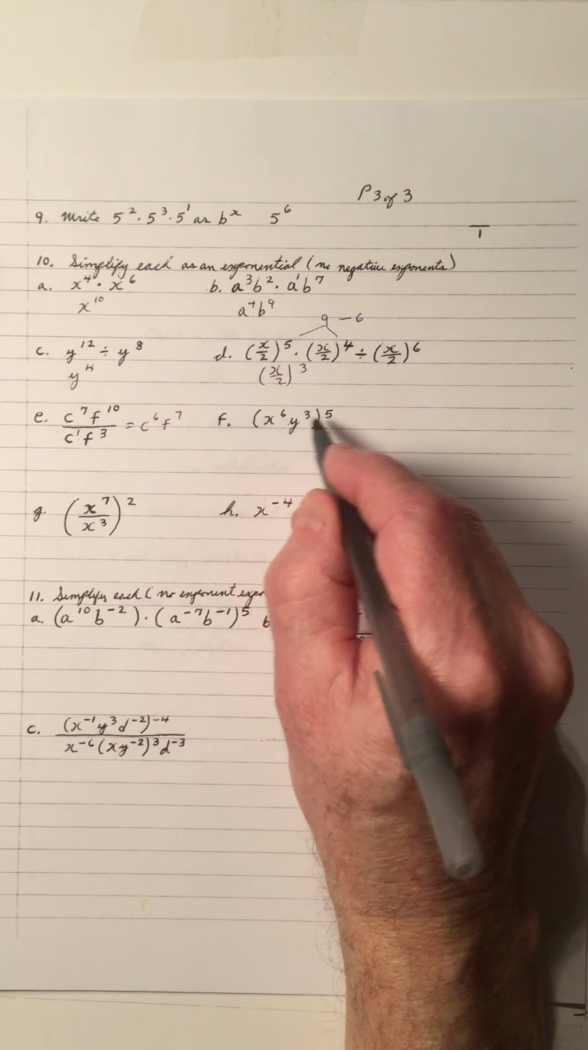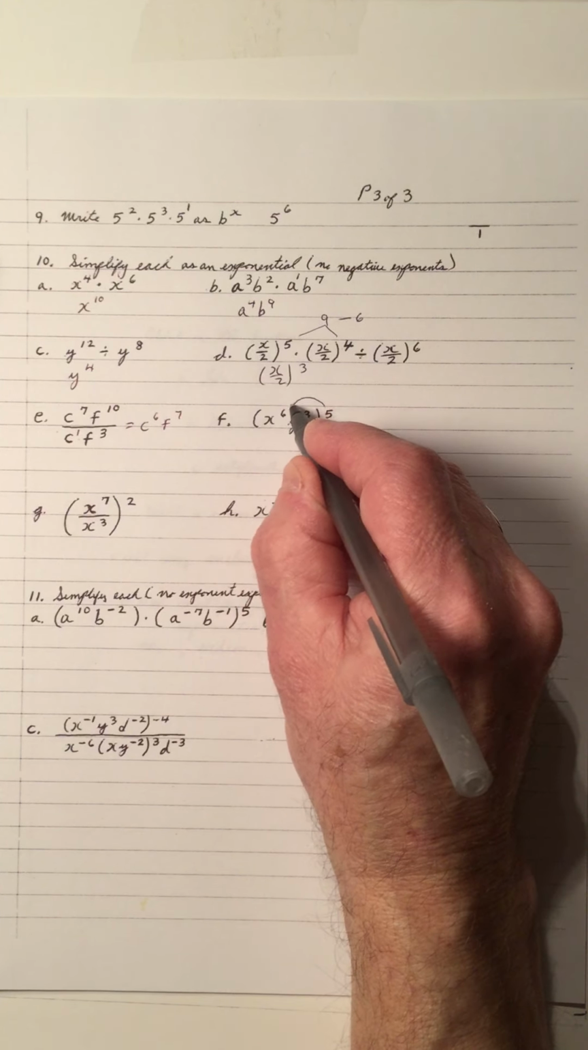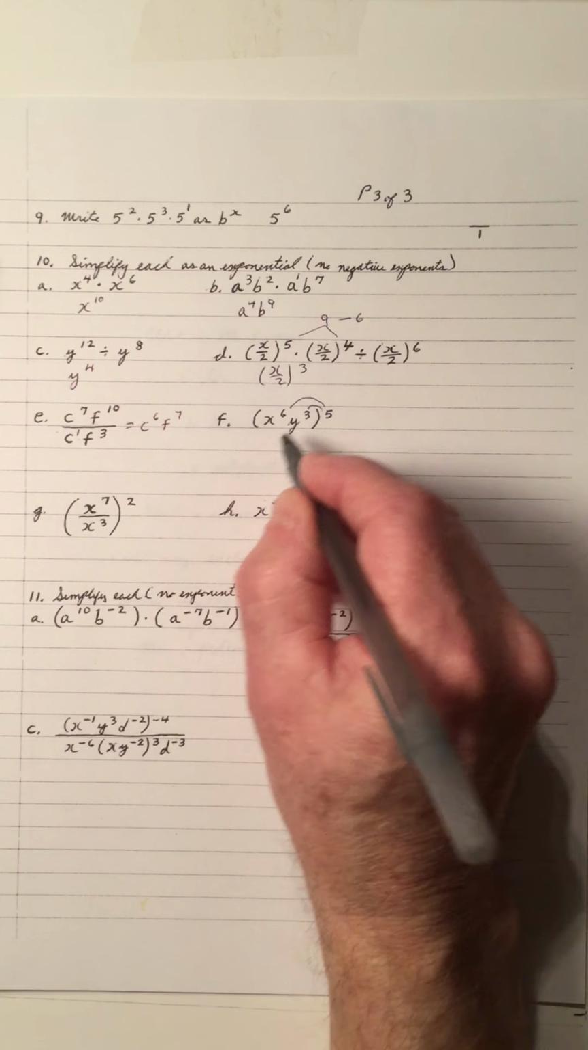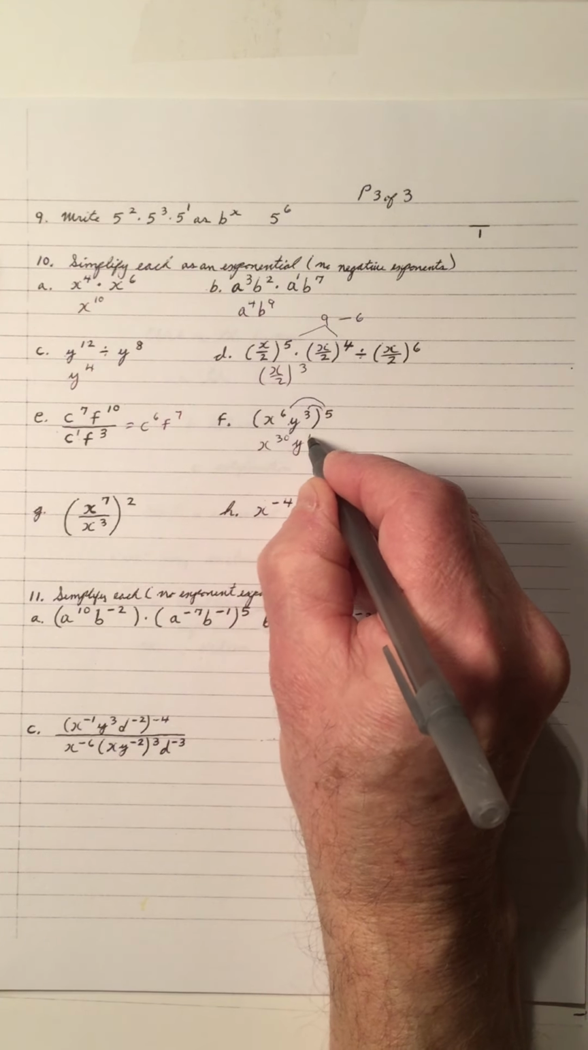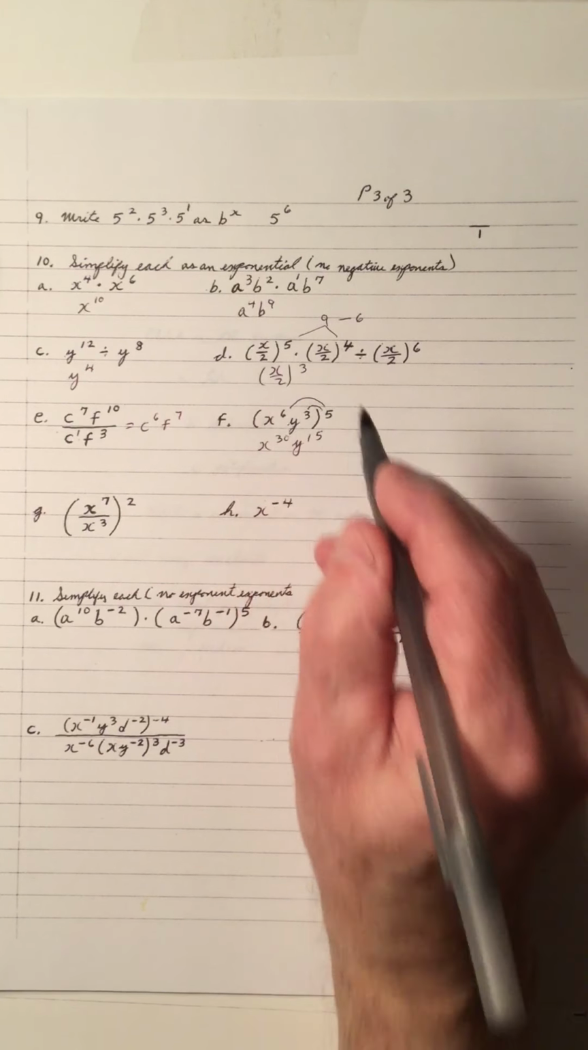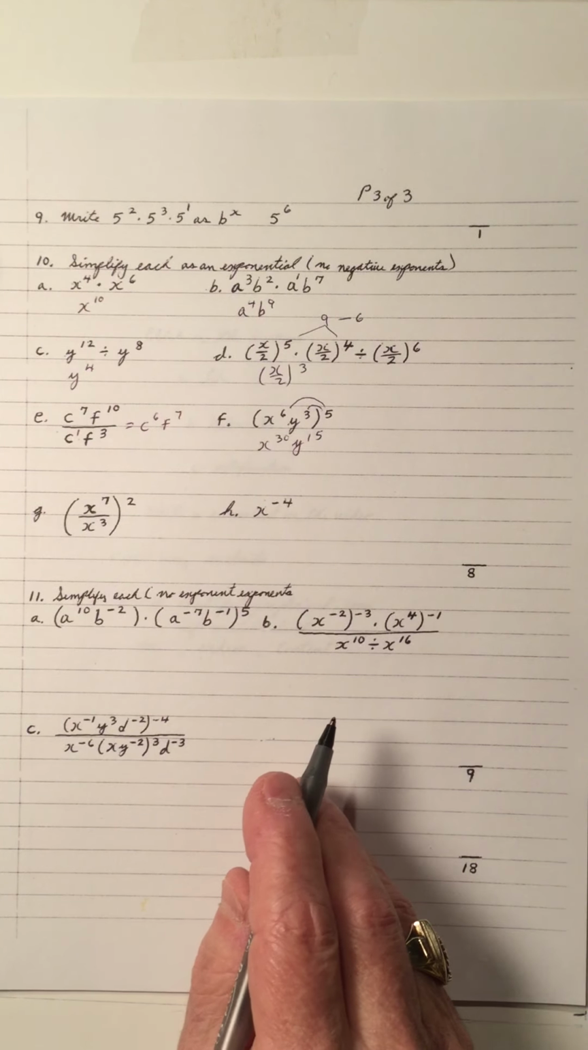F, we have a power of a power. So that 5 is multiplied by the 6 and is multiplied by the 3. So that's x to the 30 and y to the 15. Power of a power, they call it.